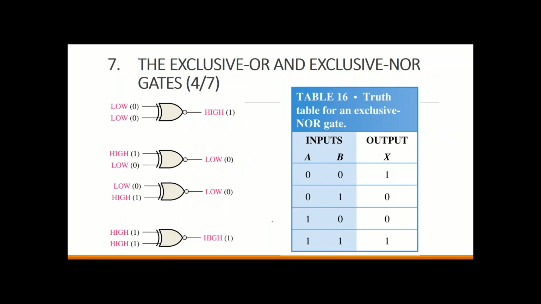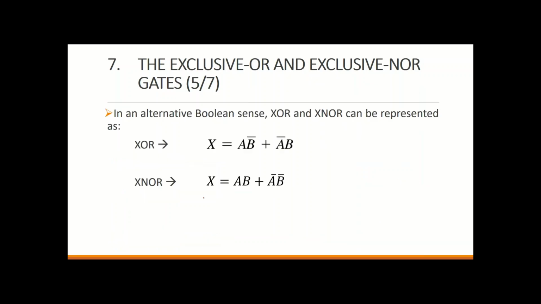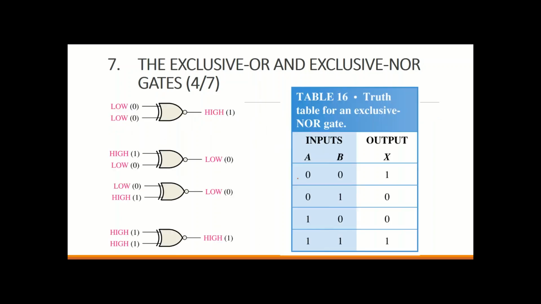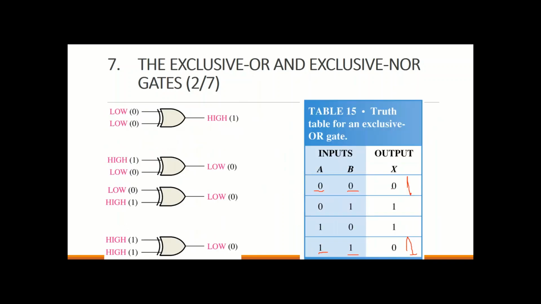Okay. This is the truth table. It's the exact opposite. When the inputs are both zeros or both ones, the output will be 1. Now for XOR, XOR can be represented by A not B or not A B. How do I know? I'll teach you when we reach Karnaugh maps and the extraction of expressions from truth tables, but I can explain it to you here quickly.